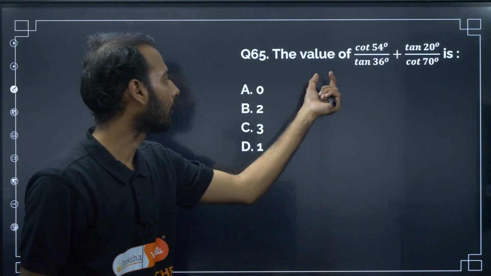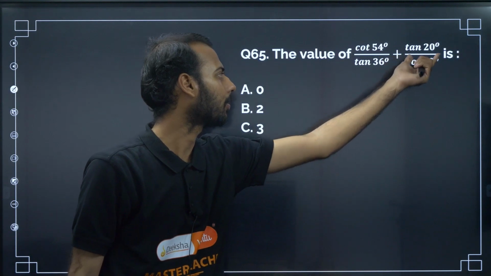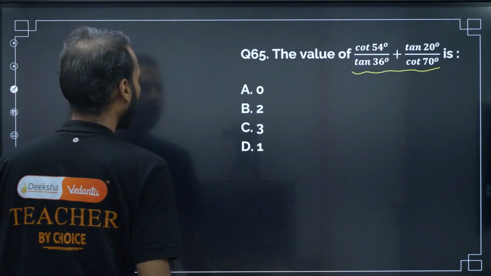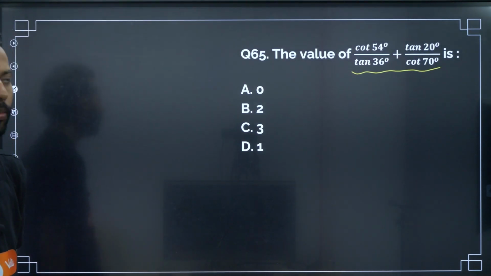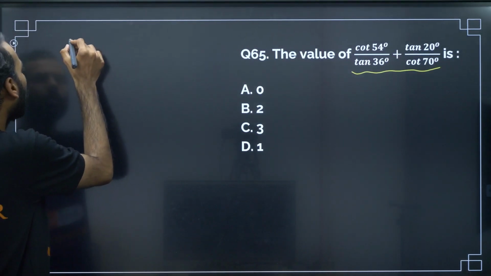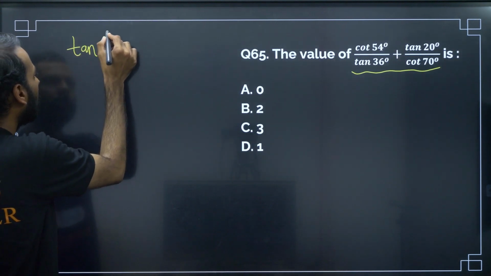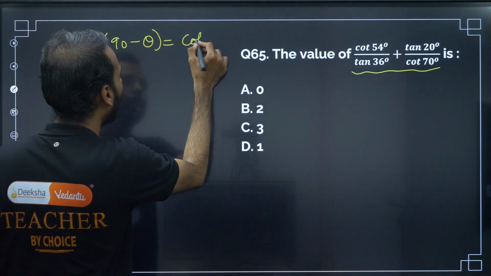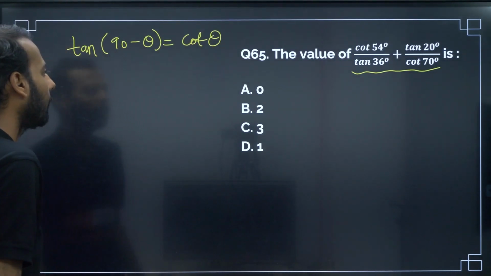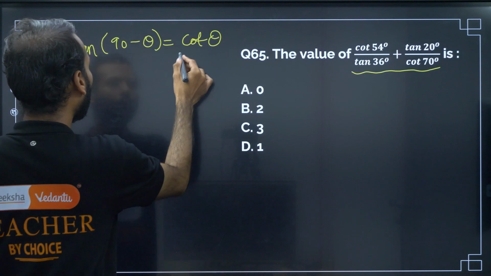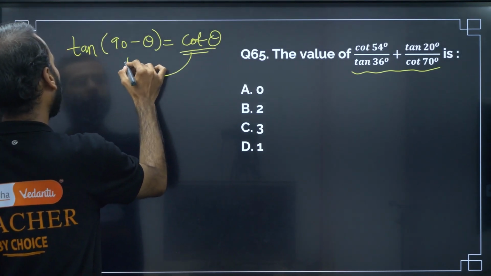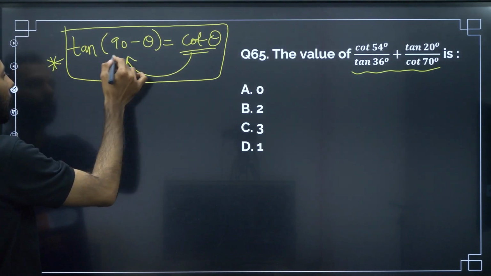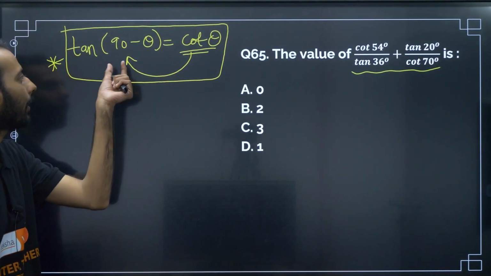Next question, the value of cot 54 by tan 36 plus something. They're asking to find the value of this. This question is from trigonometry. Try to recall one formula: tan of 90 minus theta is cot theta, or cot theta can be written as tan of 90 minus theta. So this problem is based on this formula.